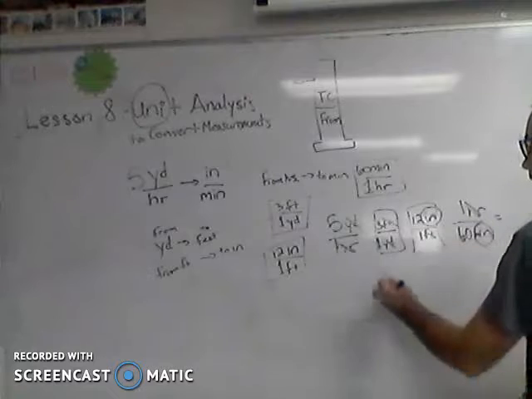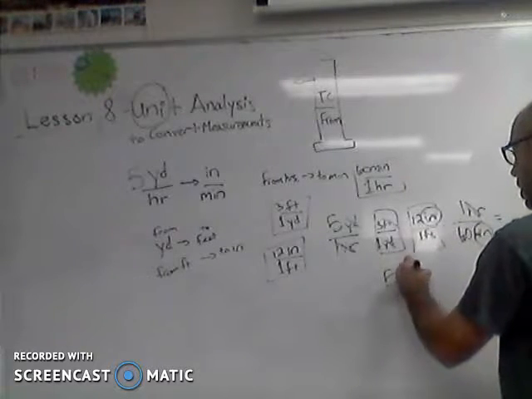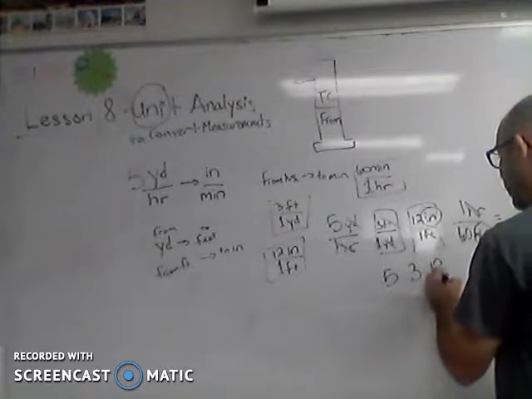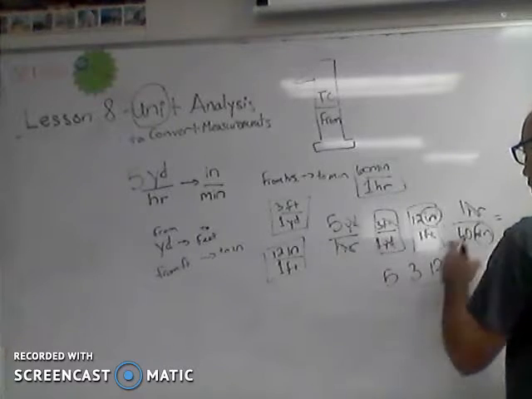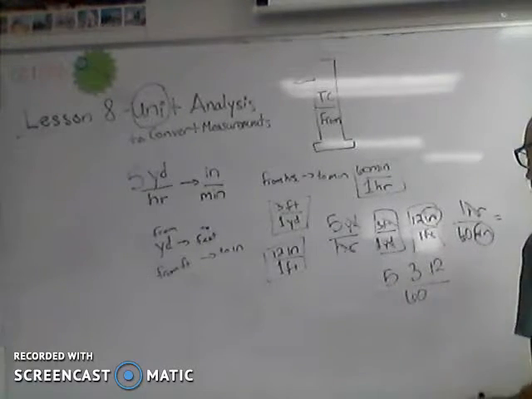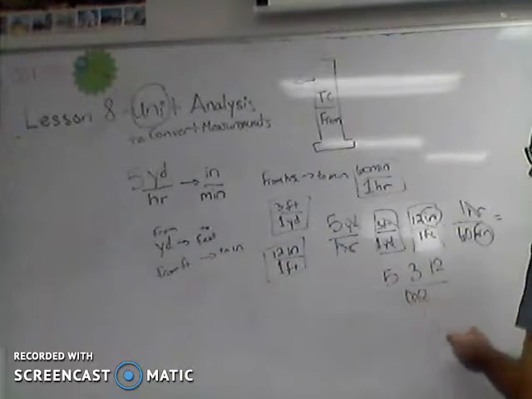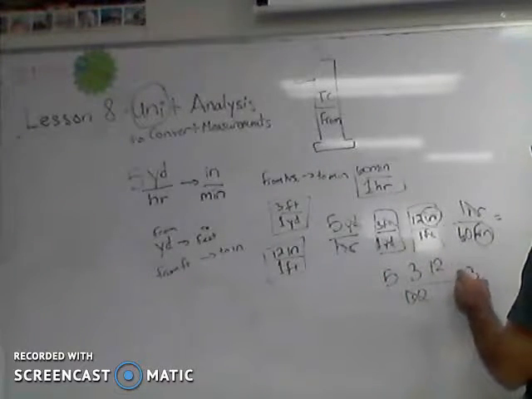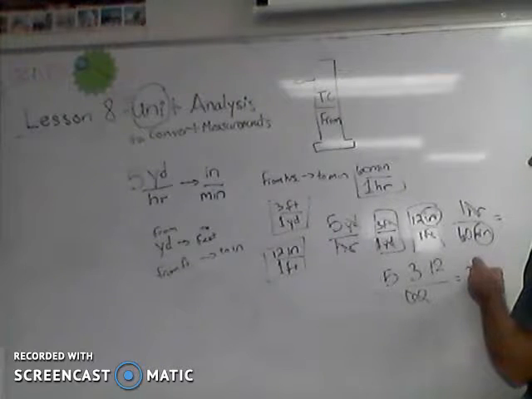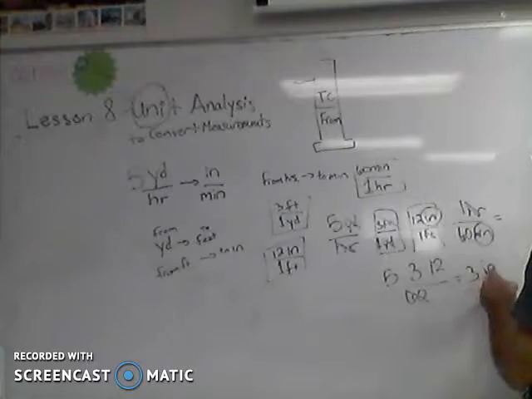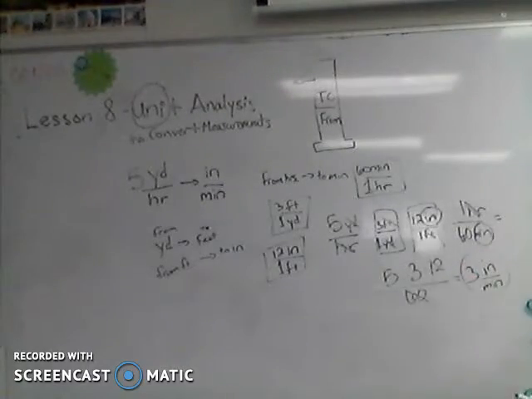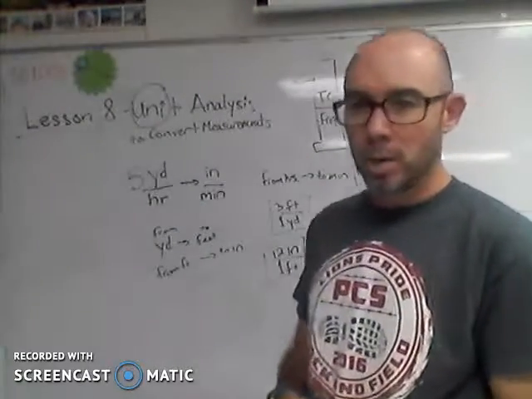a bunch of math. I have 5 times 3 times 12 over 60. Okay, and I know that 5 times 12 is 60, so those are going to cancel out. I'm going to have 3 inches per minute in order to go 5 yards per hour. Sorry I got like stuck on that one bit.